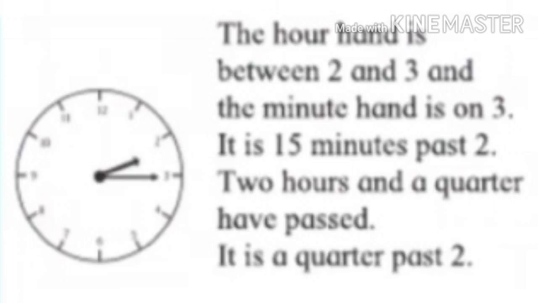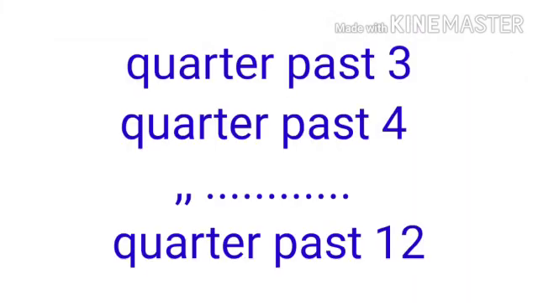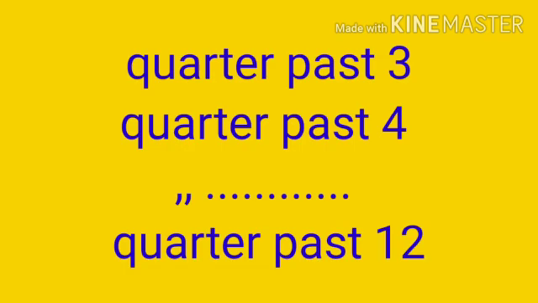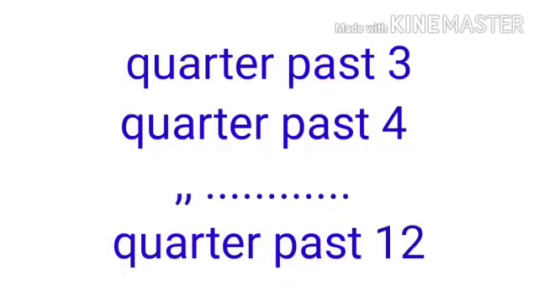So what we call quarter past 2. What we say? Quarter past 2. In the same way, we also say quarter past 3, quarter past 4, etc., till quarter past 12. Understood? Means a particular time has passed and 15 minutes have become.